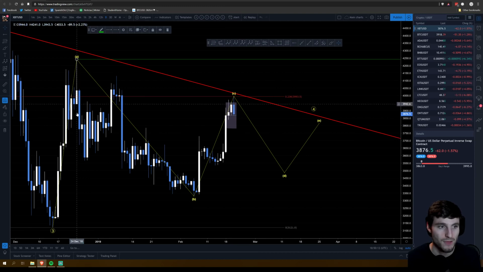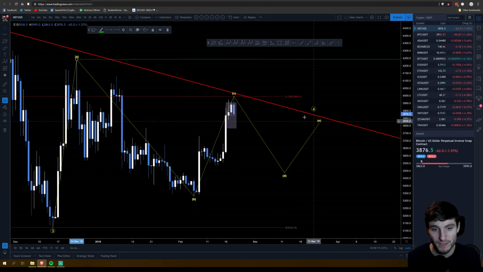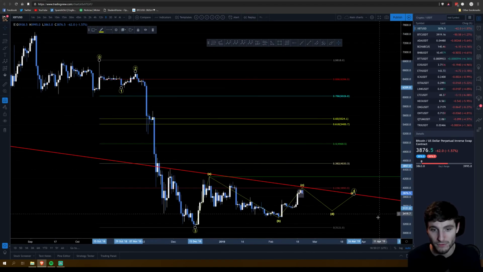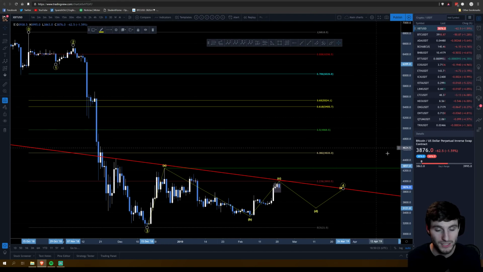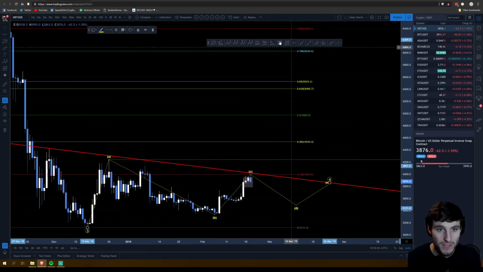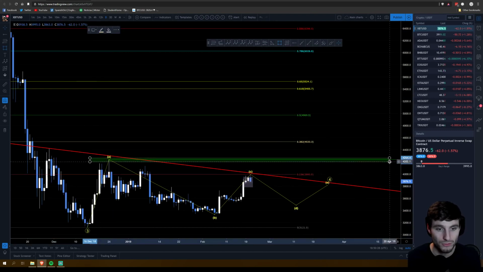We can potentially, if you're looking at this as an ABC coming down for B, then you've got a 3, 3, 3. Let's see if we get a 3 down, 3 up again to finish wave 4 to come down for that fifth Elliott wave. Okay, so that's what I've got my eyes on. Very easy to be invalidated. All we need to do is move across here, and this will invalidate the triangle.